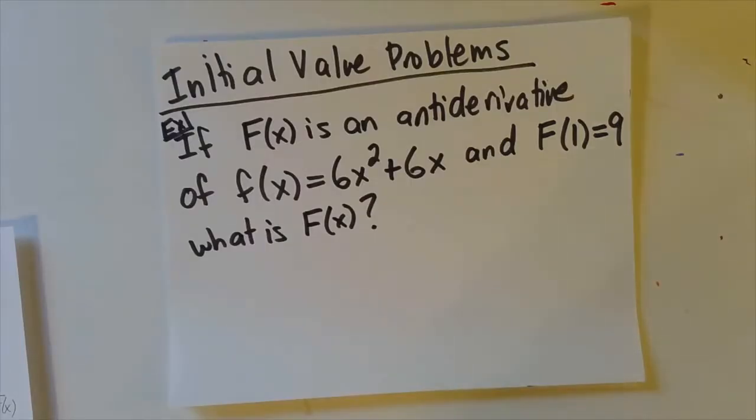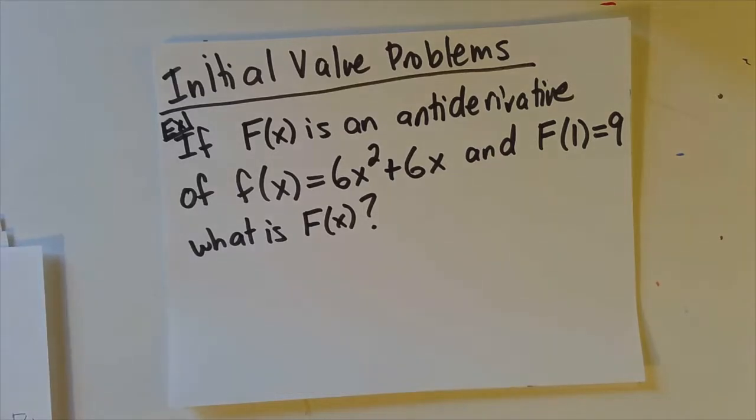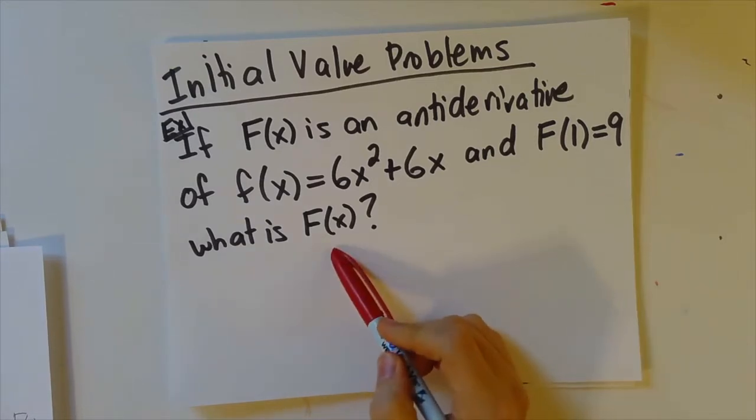Hello, class. In today's video, we're going to be talking about what are called initial value problems. So I thought it best to start immediately with an example of what is meant by an initial value problem. If big F of x is an antiderivative of little f of x, which is 6x squared plus 6x, and big F of 1 is 9, what is big F of x?